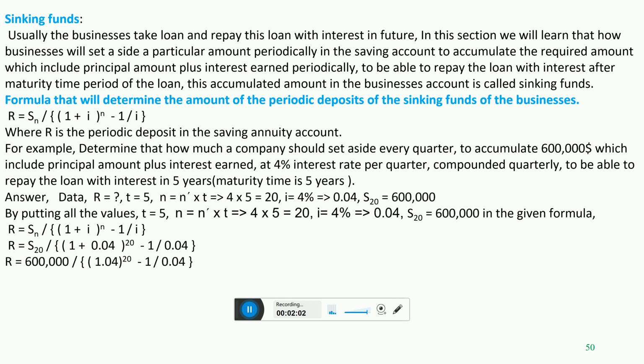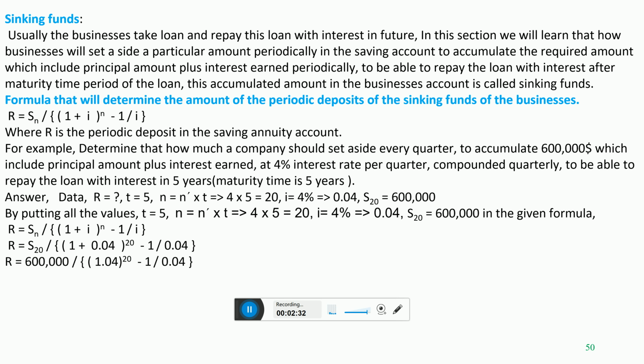So sinking fund means the accumulated amount in the company saving account. And here the question is how to accumulate this amount, how much periodically the company should deposit in the saving account at a particular interest rate for a particular number of compounding periods. This is the question that the company should determine, the periodic deposit. This is the question in front of the company.